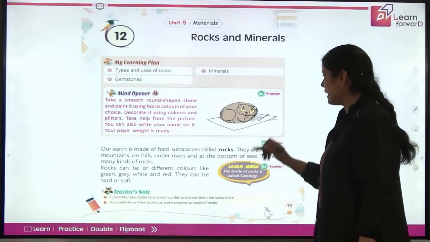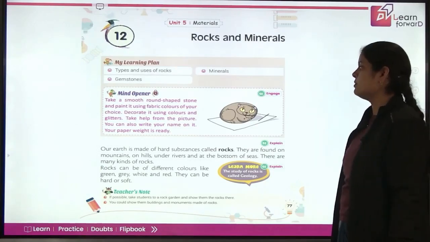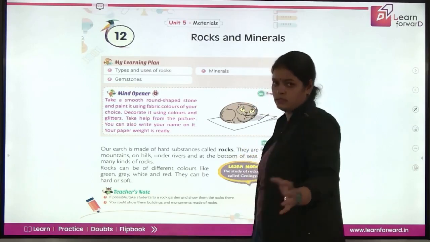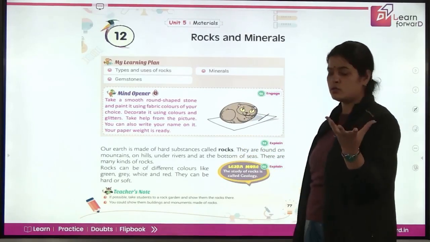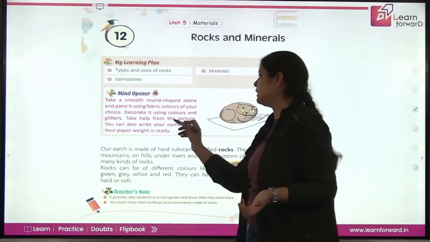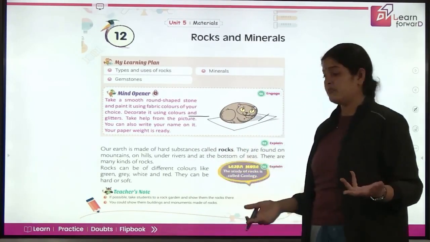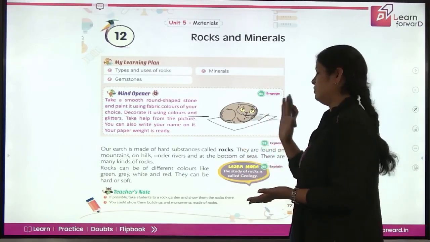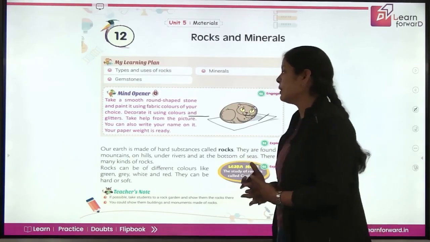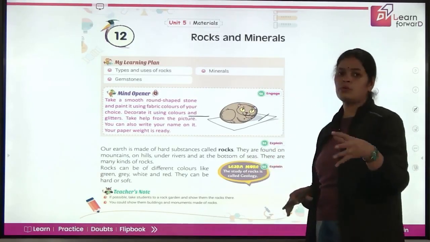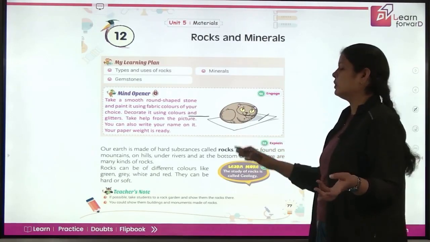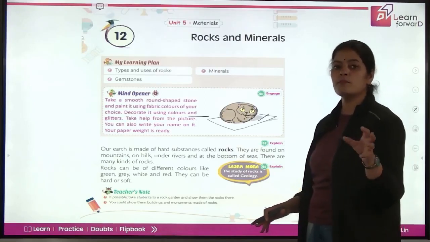A sweet little cat. Take a smooth round shaped stone and paint it using fabric colors of your choice. So you can take a round stone, beautiful, and decorate it using colors and glitters, everything. Take help from the picture. You can do something like this also. You can also write your name on it. Your paper weight is ready. Now it has been turned into a very beautiful stone by coloring and glittering. Now you can keep it on the paper. You can use it as a paper weight.